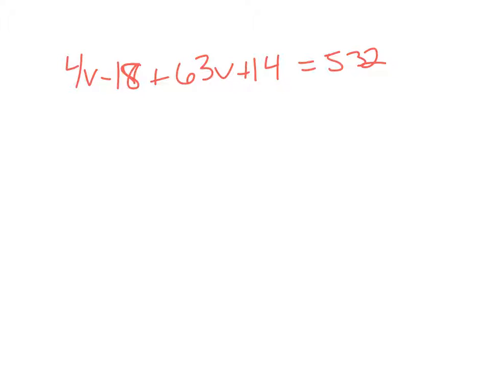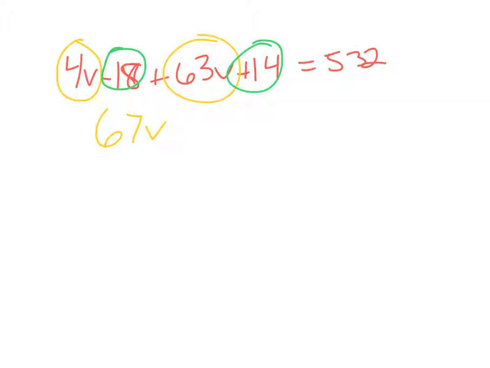So remember, at that point, we need to combine like terms. So over on the left side, we have a couple things that can be combined. We can combine 4v and then 63v. So the combination of those two would be 67v. And then we can combine the negative 18 and the positive 14, which would be negative 4, so we'll write that as minus 4. And then over on the other side, we just have the 532.